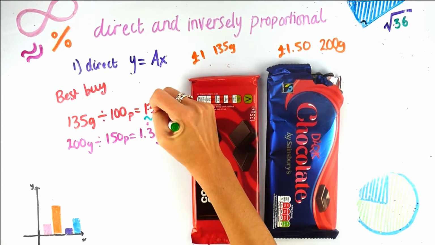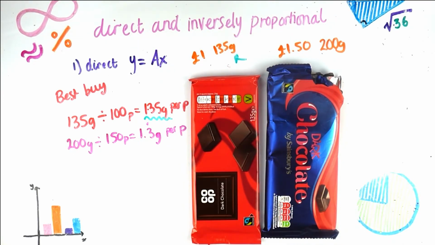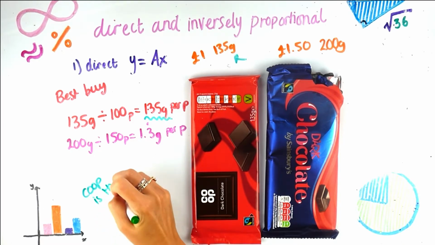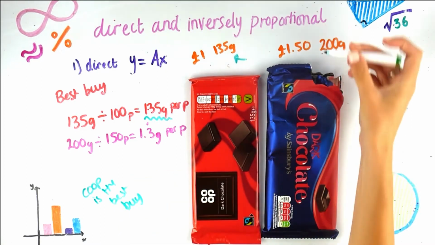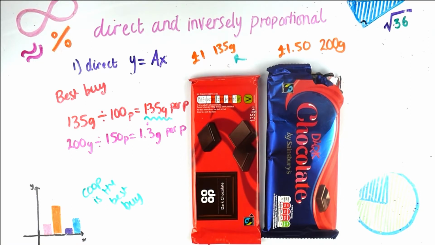So I'm getting more in this Co-op chocolate bar per penny, only by a very, very small amount, but that means the Co-op one is the best buy, because I get more per penny. So you have to basically get them to a scale. So these are different prices. You kind of have to get them to a value that you can actually compare.